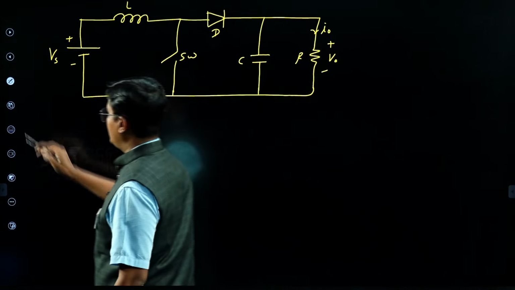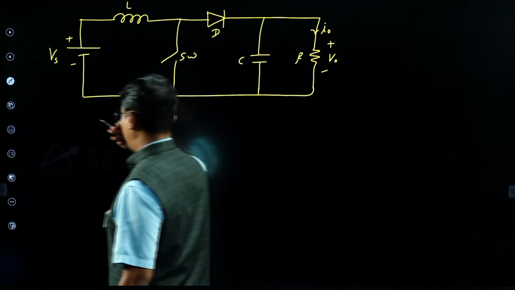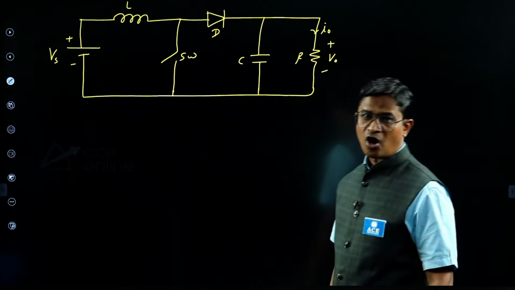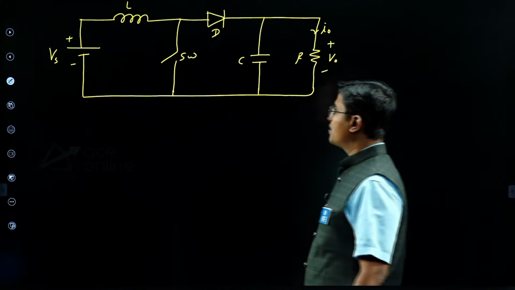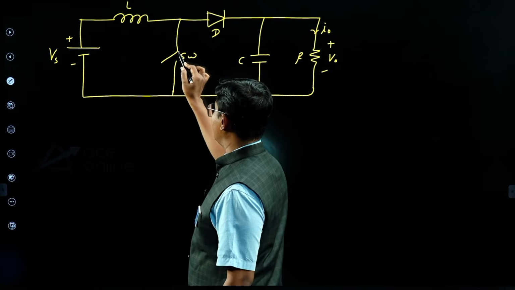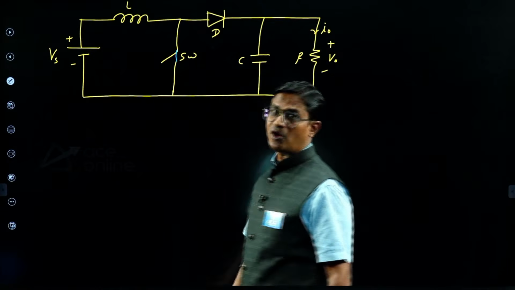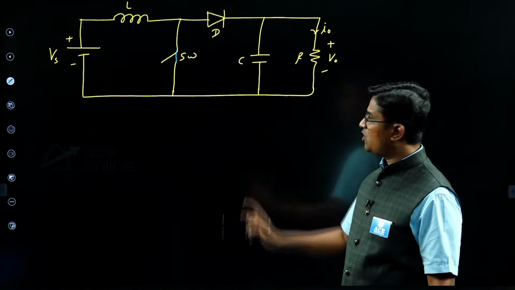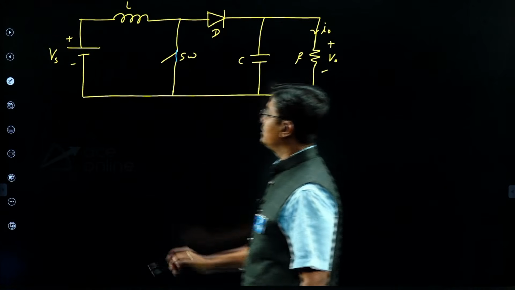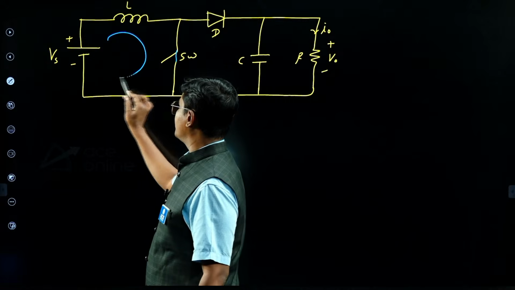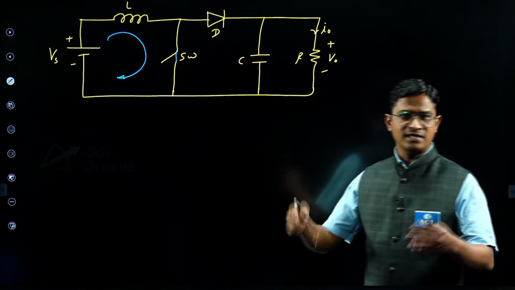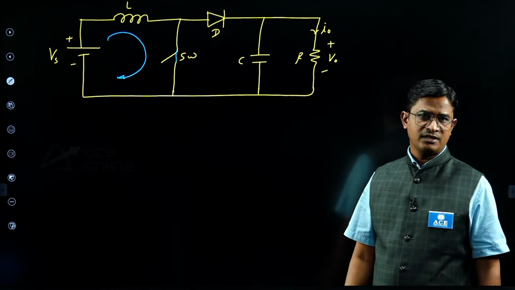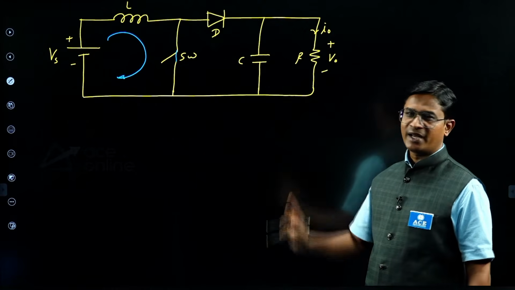Yes. Tell me, in a boost converter, if off time is 0, it means your on time will be equal to your switching cycle time. It means the switch will be in the on state for all time. If the switch is in the on state for all time, what will happen? The current will flow only in this loop. Your inductor will go on charging, charging and charging. Right? Capacitor will not be getting charged.